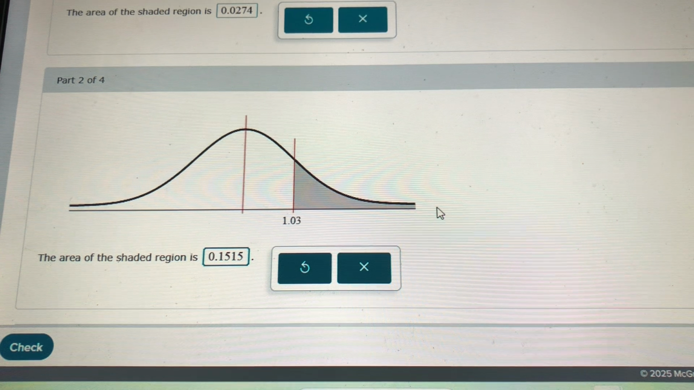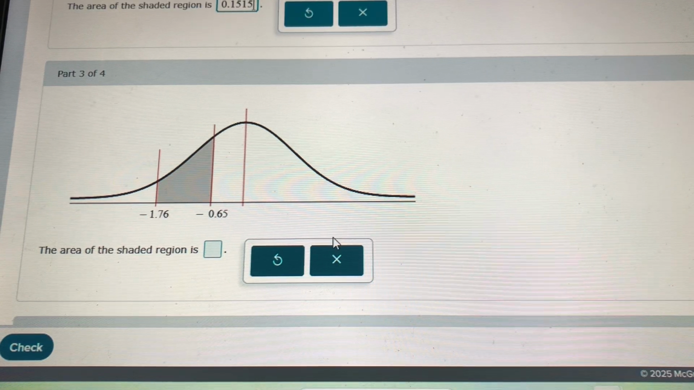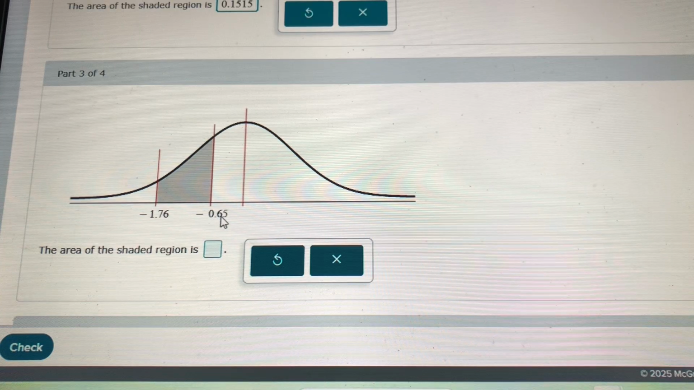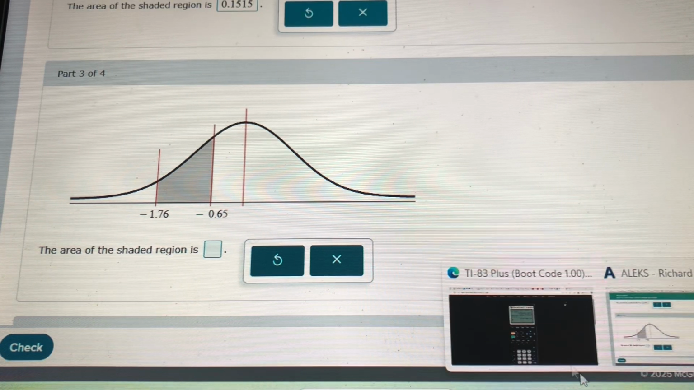And then they're probably going to have a between case. Yep, see, between 2 numbers. And it doesn't even matter if the 2 numbers are both negative, both positive, or one of each. We couldn't do this in chapter 3. It doesn't matter that I'm going from negative 1.76 to negative 0.65. We don't even care what numbers they give us here in chapter 7, though.